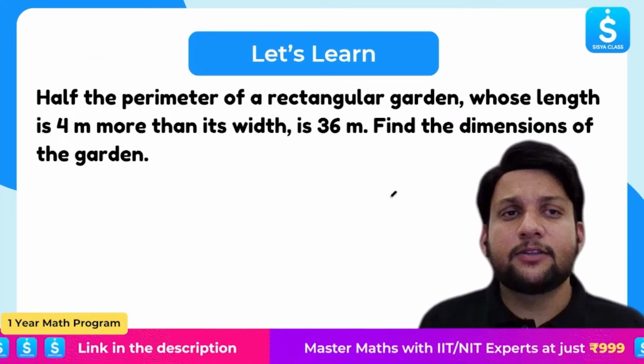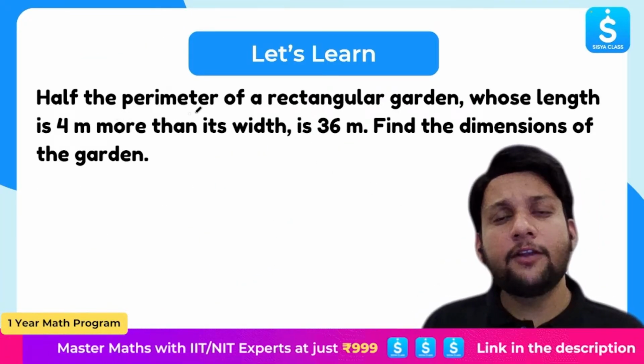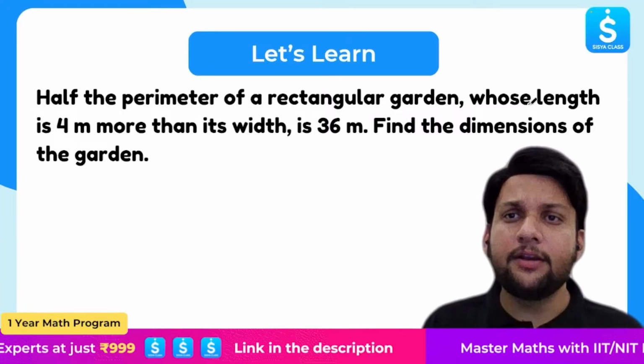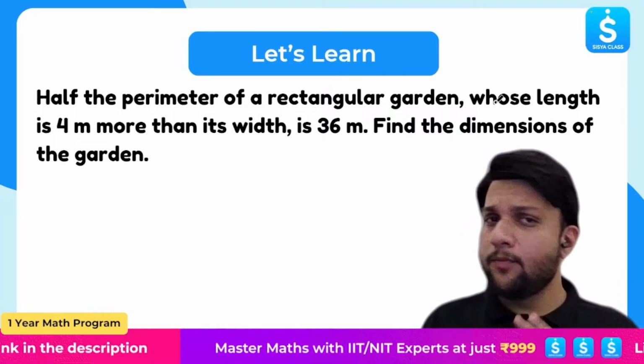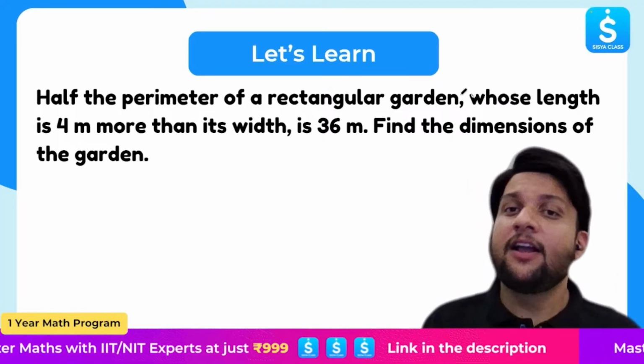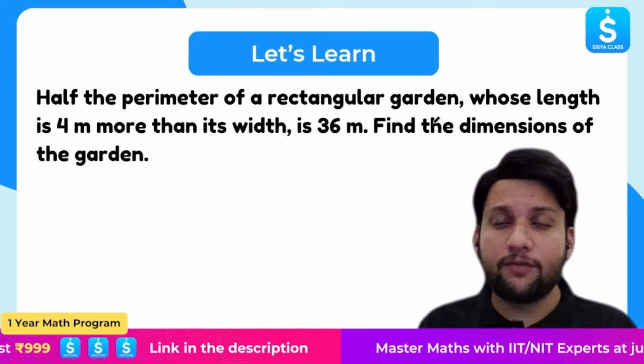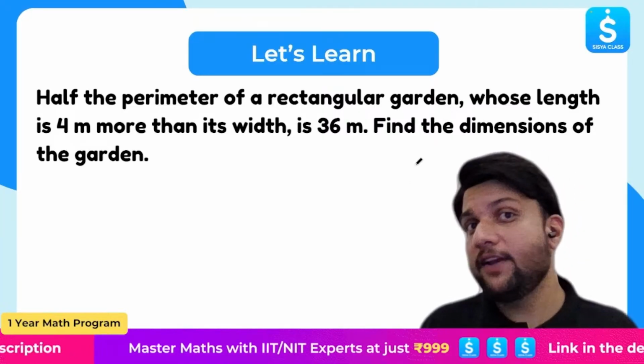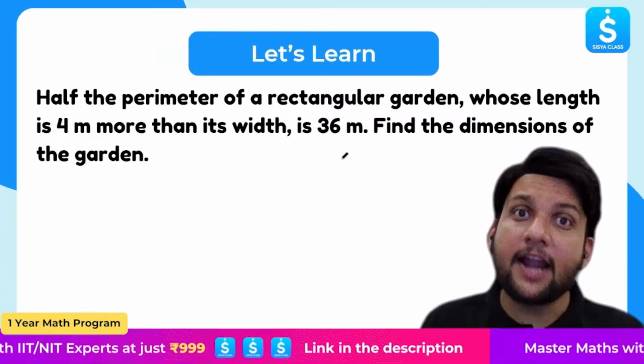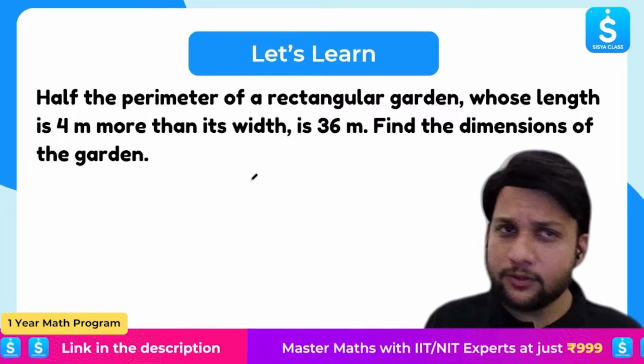All right, now see this question. What does this question say? Half the perimeter of a rectangular garden whose length is 4 meters more than its width is 36 meters. What do we have to find? You have to find the dimensions of the garden. Now, remember what I always tell you: whenever we have word problems, we will try to visualize it. Here we can draw the diagram. So let's draw a diagram.